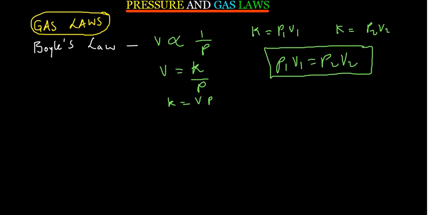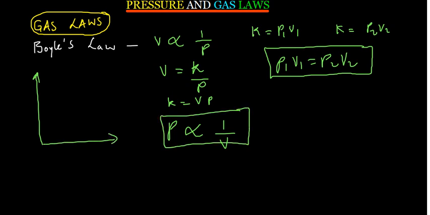It tells us that the pressure is inversely proportional to the volume. So the pressure of a gas is inversely proportional to the volume at constant temperature. So this one is Boyle's law. If we want to sketch the pressure against volume, we can see that from this equation we have pressure, and then we have 1 over volume. So if we sketch pressure against 1 over volume, it is going to go as a straight line like this.